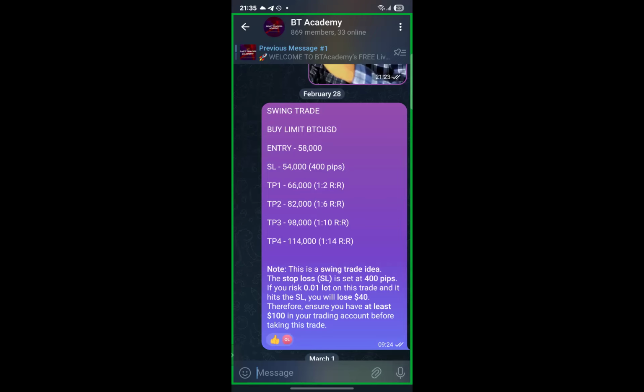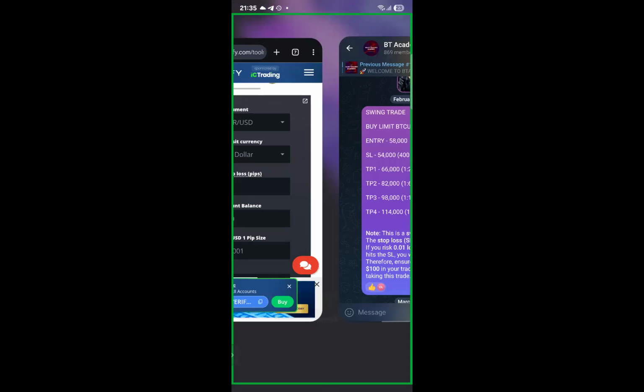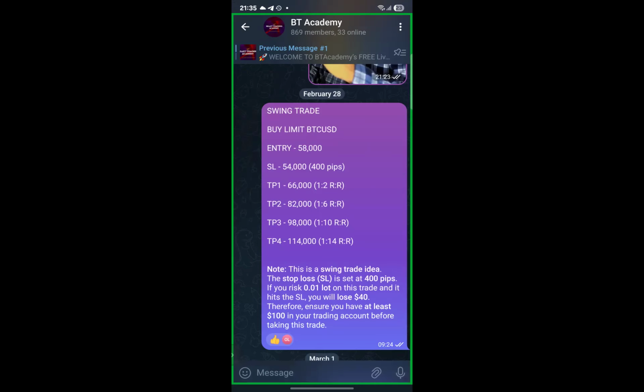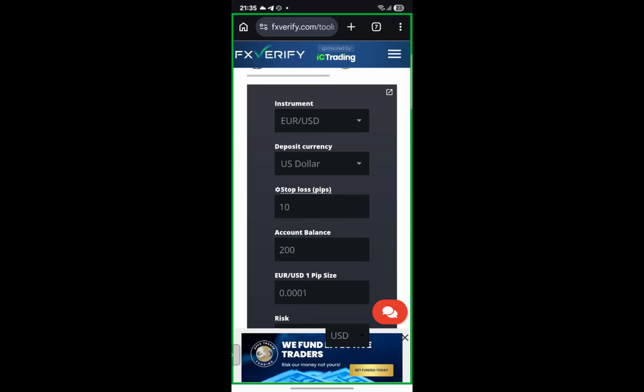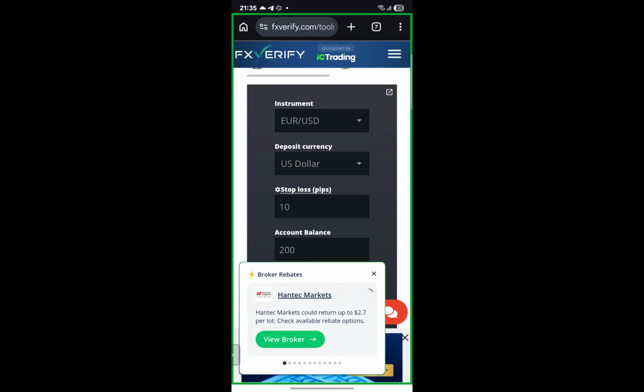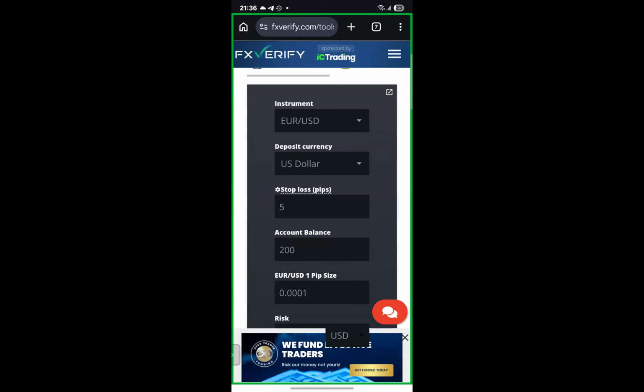Are you with me? Since this is Bitcoin and it's a swing trade, that's why the stop loss is 400 pips. But let's say this is not Bitcoin. Let's say the trade was on Euro USD and the stop loss there was 5 pips. What you do here is you come here and put 5 pips there.